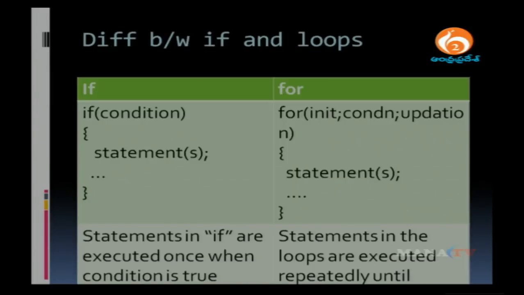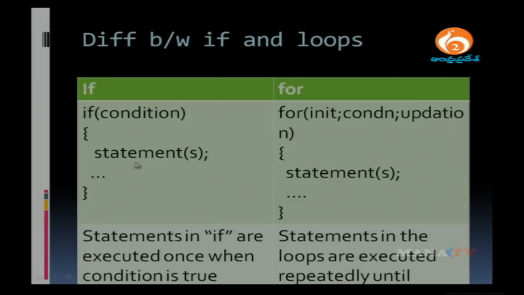Now we will see the difference between the if and for loop. What is the difference between if and for loop? In the if statement it contains one expression, that expression is also called the condition. In the for loop it contains three parts. One is initialization, then condition or expression, and next one is updation.